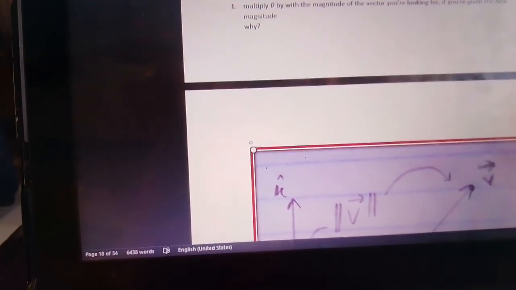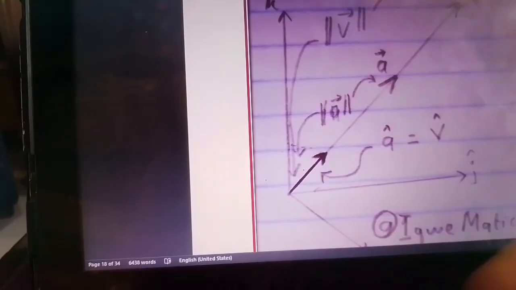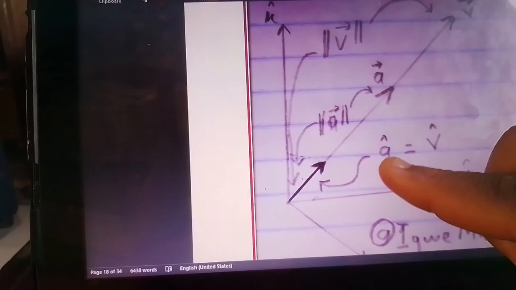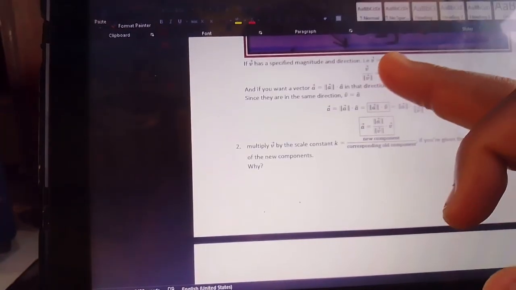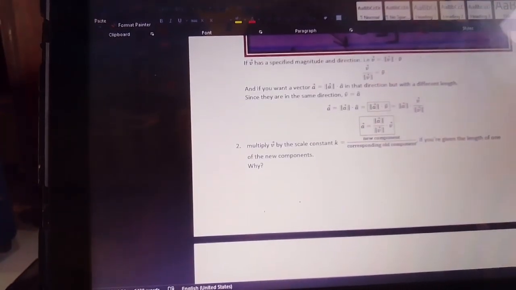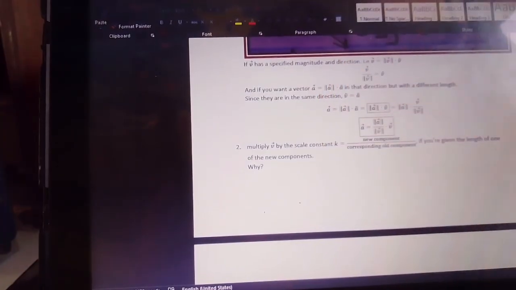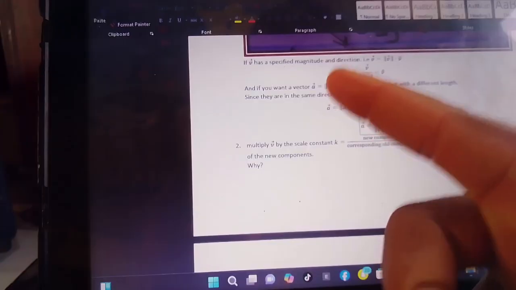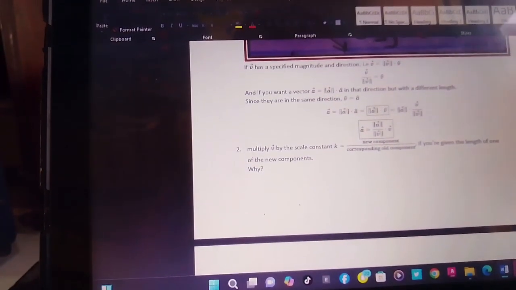Okay, this is it. This vector A will have a magnitude of A, and the vector V will have a magnitude of modulus V. For them to be in the same direction, A cap must equal V cap. And I went further to say, if vector V has a specified magnitude and direction, i.e. vector V is equal to its magnitude times its unit vector, and vector A is equal to its magnitude times its unit vector, but we don't know what vector A is. We only know vector A's magnitude, and we know vector V's magnitude, and we know vector V's unit vector.